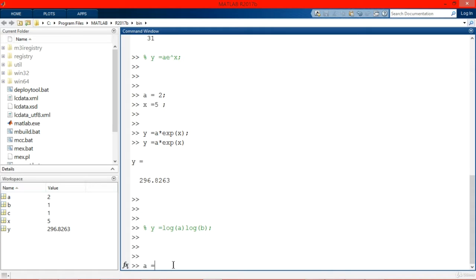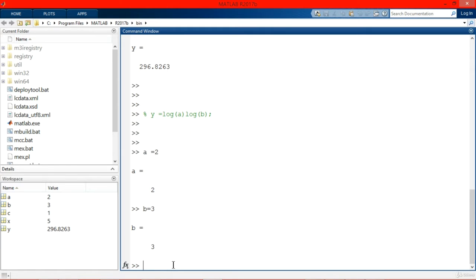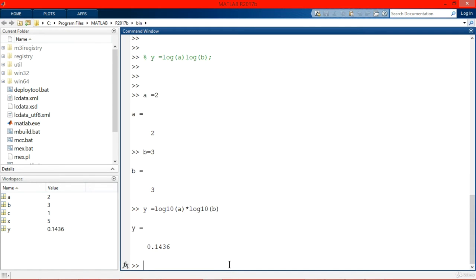So a is 2, b is 3, and in equation y we'll add a multiplication sign between the logs, and this equation has 10 as log base. Now press enter, and we have common log results here.